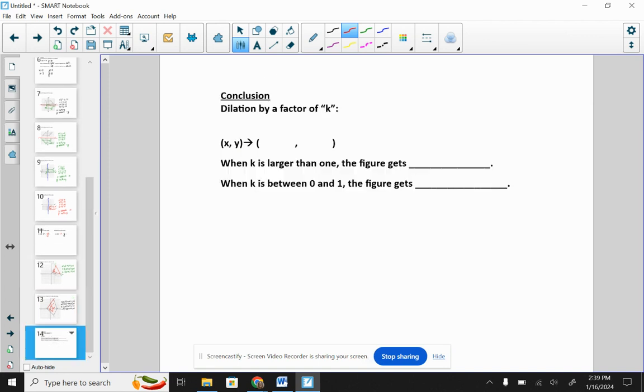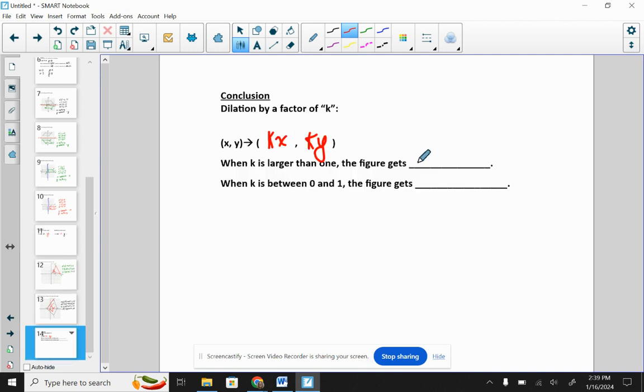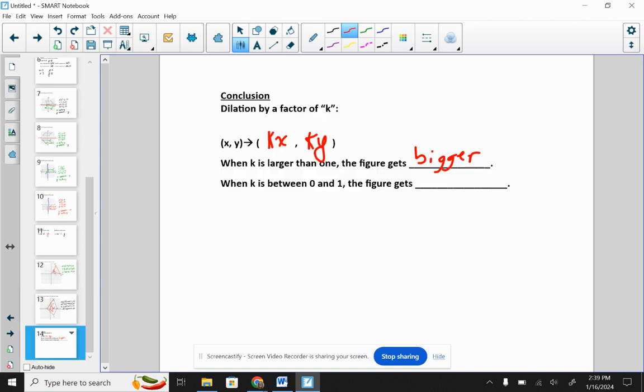So what does that mean? When we dilate by a factor in math, we call it a factor of K. All we're going to do is take that K value and multiply by the X value, and take the K value and multiply by the Y value. When K is bigger than 1, like here, a factor of 2, our shape got bigger. Whoops, bigger starts with a B, not a G. Bigger, larger, whatever. Okay? When K is between 0 and 1, like here, our figure got smaller, or it shrinks.